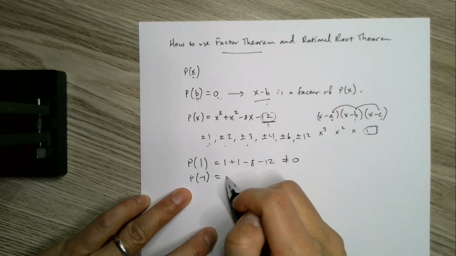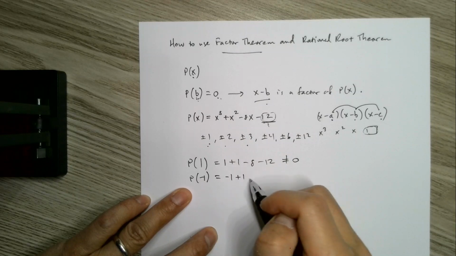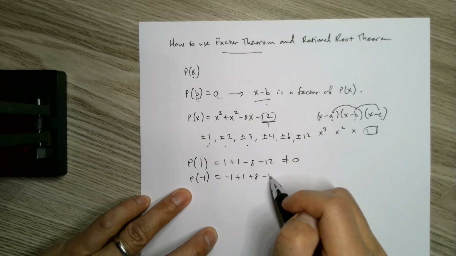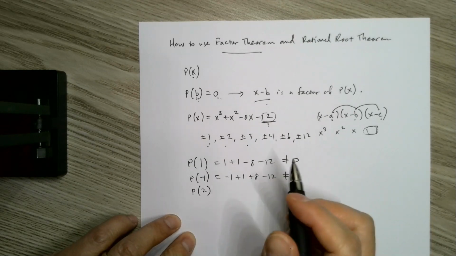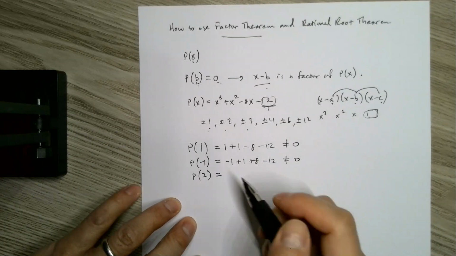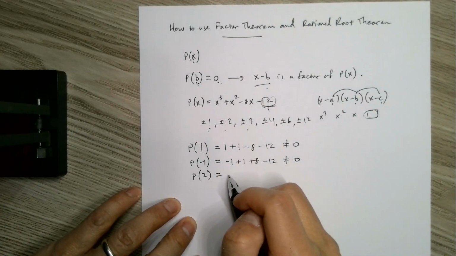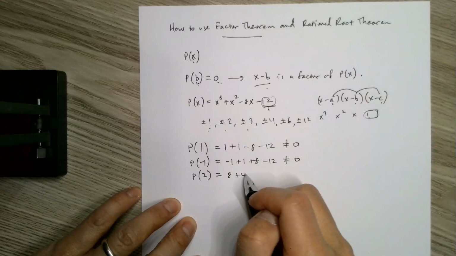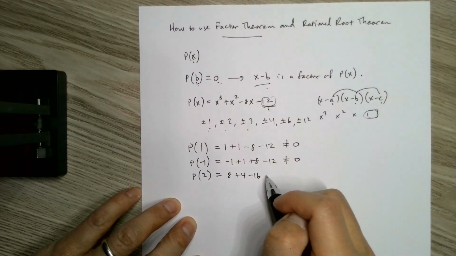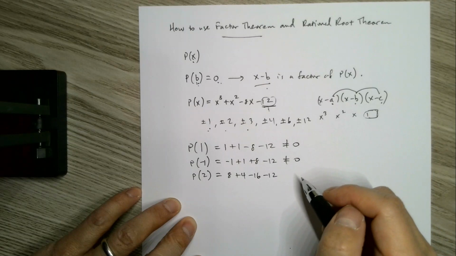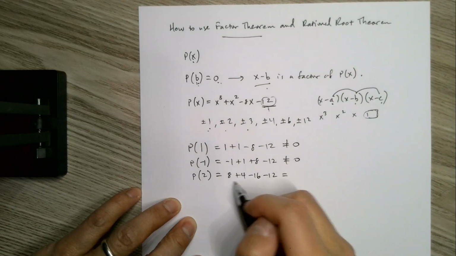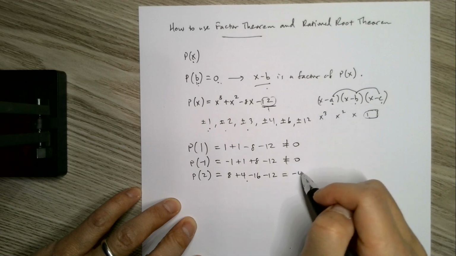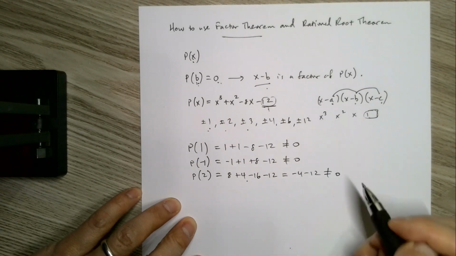And that gives me negative 1 plus 1. Got to be careful with the negatives here. Plus 8 minus 12. That's also not going to be 0. Now move on to 2. 8 plus 4 minus 16 minus 12. Let's see, that's 12 minus 16, negative 4 minus 12. That's not going to be 0.